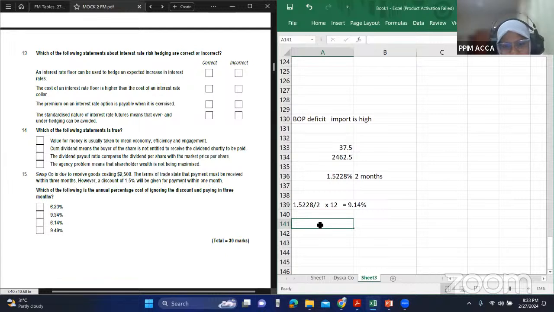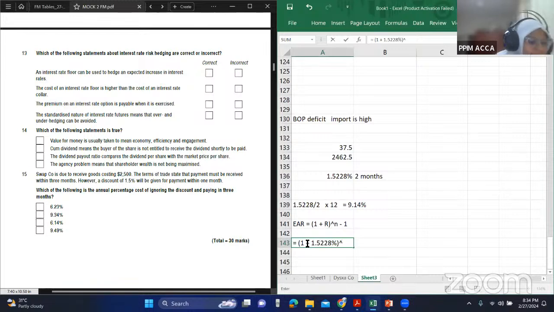Another method, if you can remember, is this EAR, effective annual rate. You might have learned this in MA, where we say the EAR equals 1 plus the monthly rate, to the power n, where n is the number of periods. It will look like this: 1 plus the rate we are talking about, which is 1.5228%, to the power n.